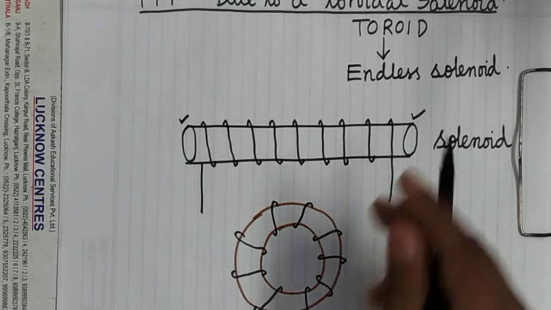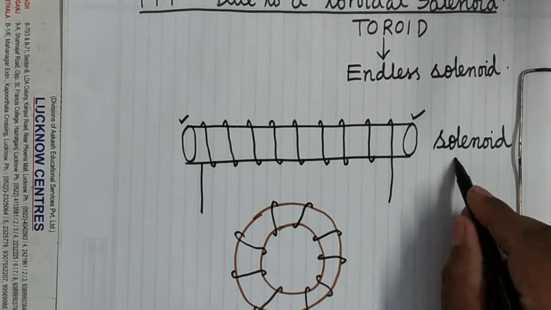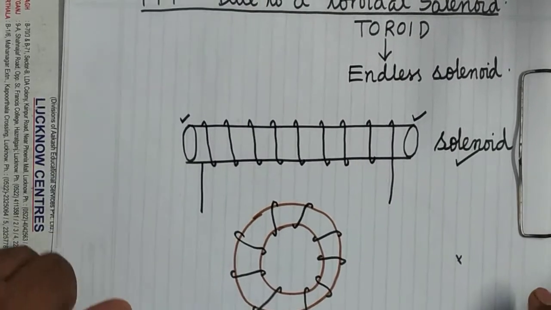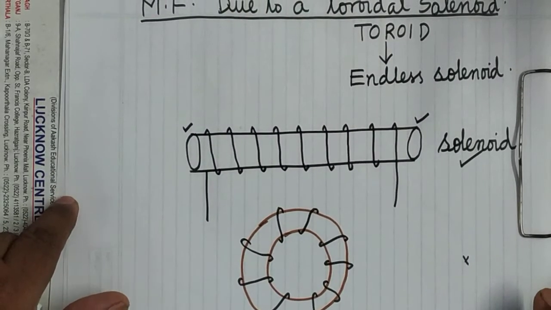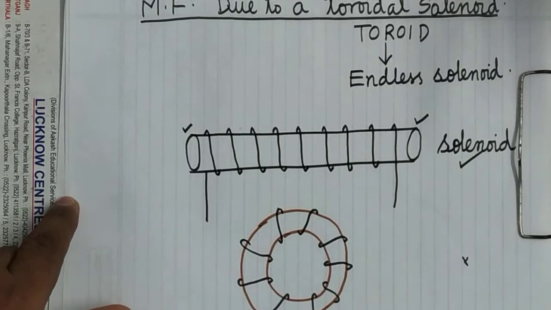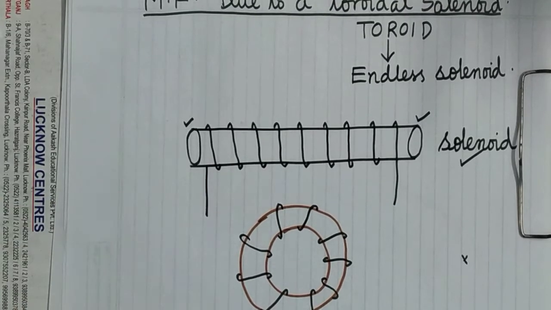Now what is the difference between both? The solenoid behaves as a magnetic dipole, while the toroid does not behave as a magnetic dipole, but produces a magnetic field. It does not have any dipole moment. Now see what the pattern of magnetic lines of force will be.